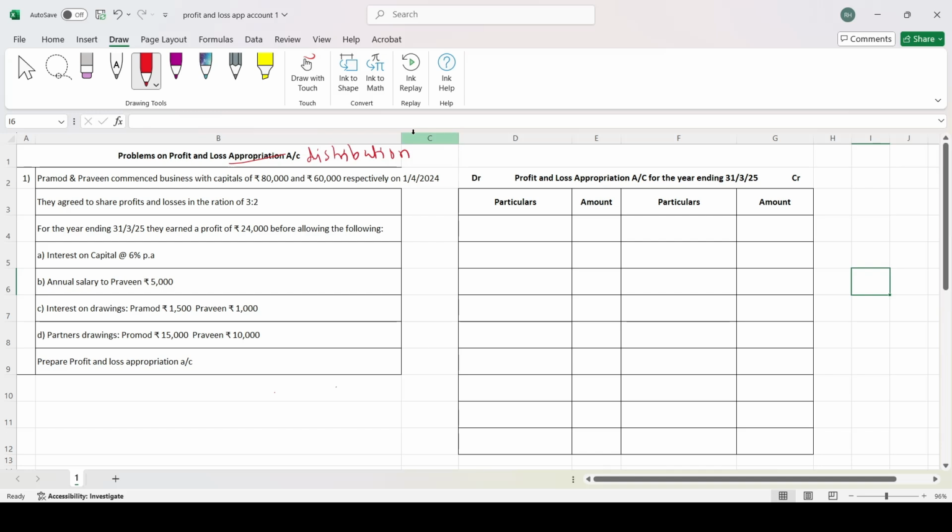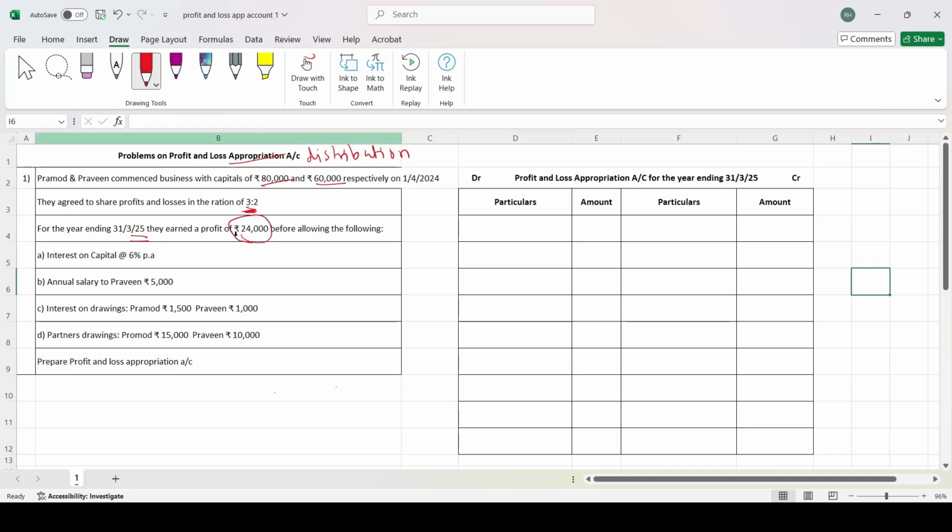Okay, now we'll quickly move on to this. Pramod and Praveen commenced business with capitals of 80,000 and 60,000 respectively. So here 80,000 is the capital of Pramod and 60,000 is the capital of Praveen. They agreed to share the profits and losses in the ratio of 3:2. 3:2 is their profit sharing ratio. For the year ending 31st March 2025, they earned a profit of rupees 24,000. This is important, we require it.